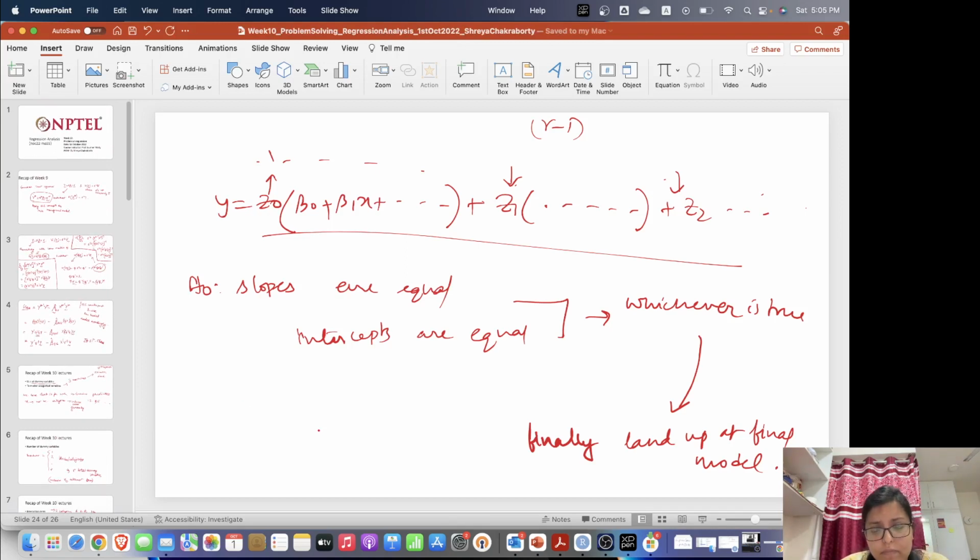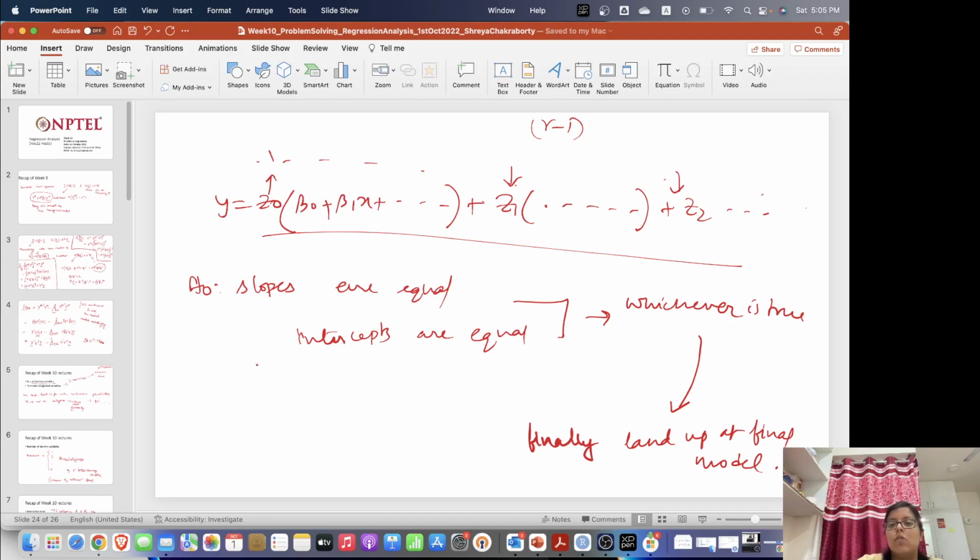Ma'am, how can we find the test when there are two or more than two dummy variables? Same thing. You first assume that all are separate. In practical situations, you have to ask yourself whether one single regression can fit all of the data.